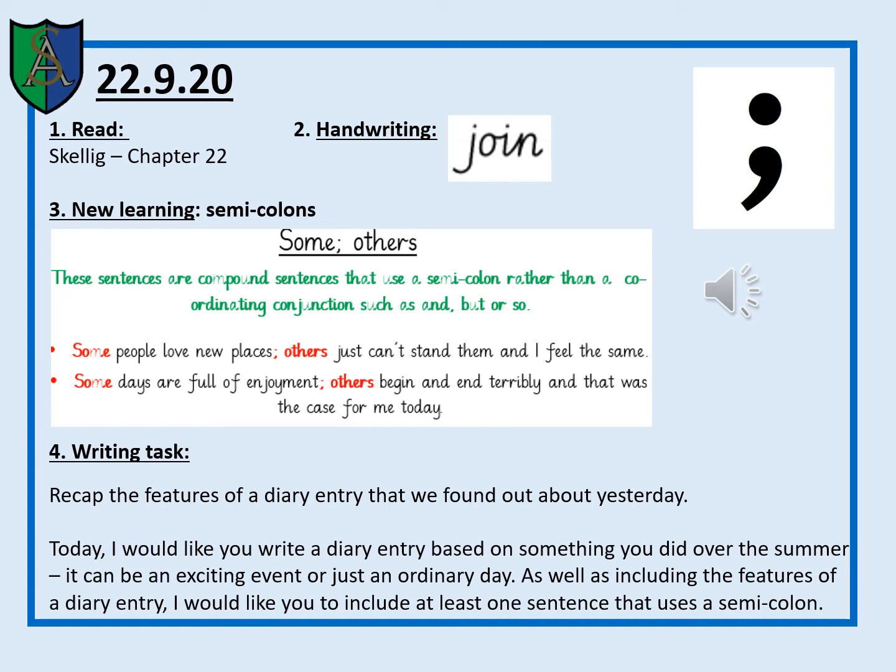As well as including the features of a diary entry today, I want you to make sure you include at least one sentence that uses a semicolon. Like I say, I've got some examples there on the page. You can adapt those to suit you. And hopefully today you will end up with another half page of work, a diary entry from your own point of view, using one of these "some others" sentences in there to show me that you understand one way that you can use a semicolon.